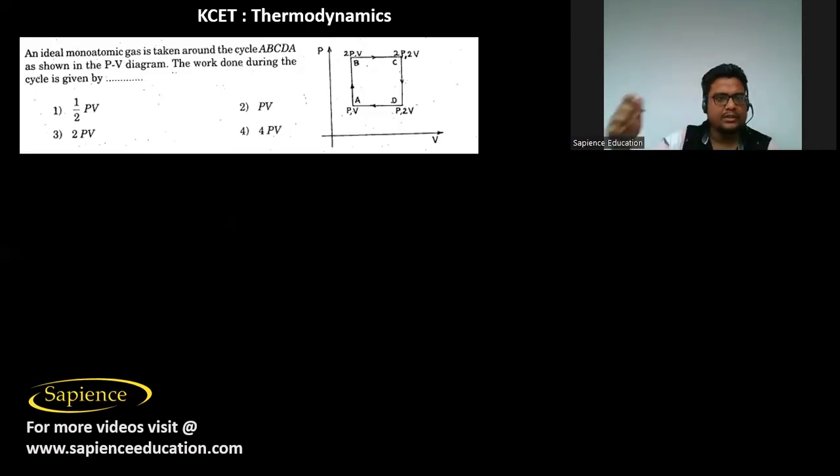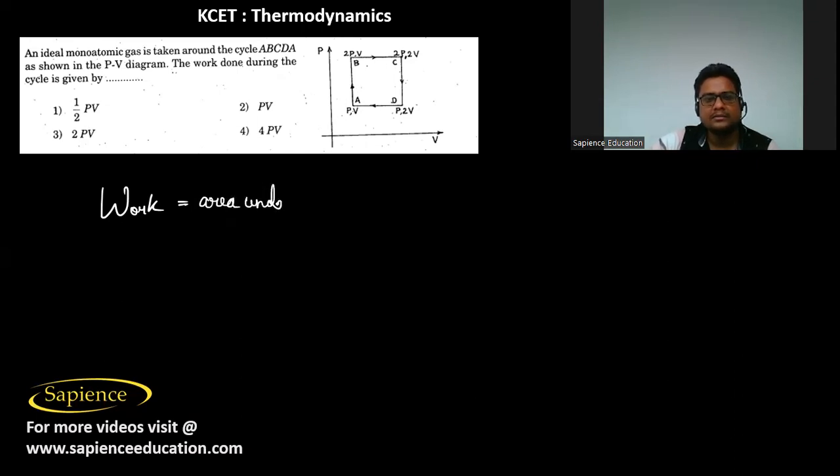Then here it is told an ideal monoatomic gas is taken around the cycle A, B, C, D, A. So it starts from the point A and then it returns back to A as shown in the PV diagram. The work done during the cycle is given by. So we know that work done in the cycle equals the area under the PV diagram. So here it is forming a rectangle, so it will be simply length into breadth.